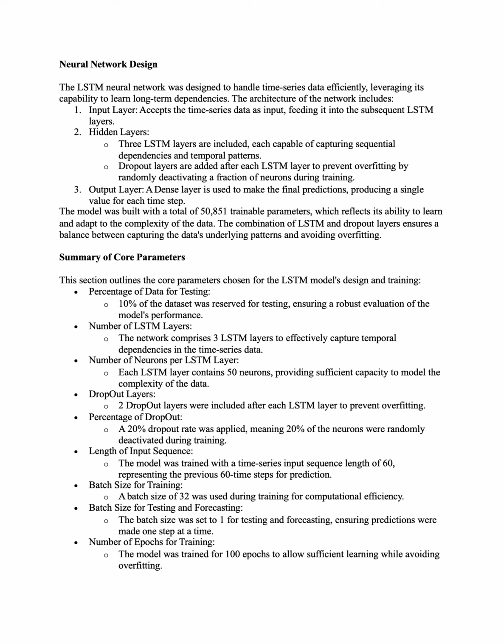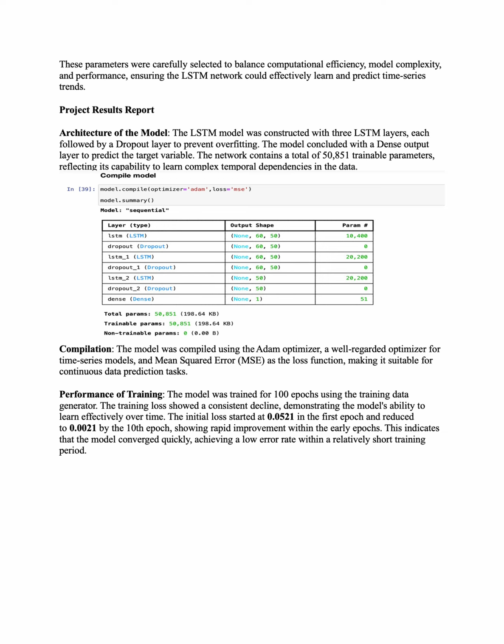Batch size for testing and forecasting: the batch size was set to 1 for testing and forecasting, ensuring predictions were made one step at a time. Number of epochs for training: the model was trained for 100 epochs to allow sufficient learning while avoiding overfitting. So these parameters were carefully selected to balance computational efficiency, model complexity and performance, ensuring the LSTM network could effectively learn and predict time series trends.